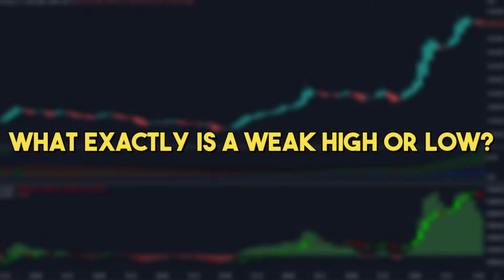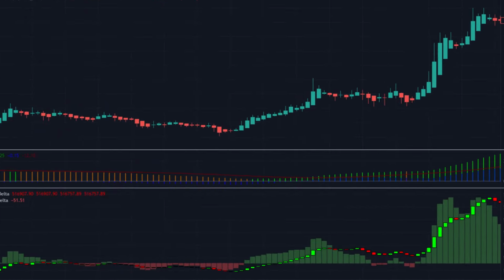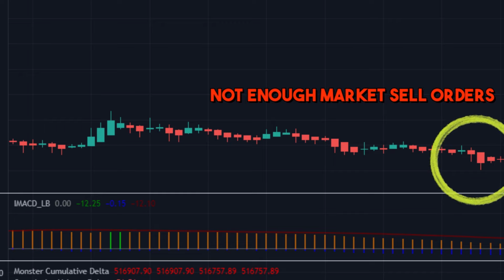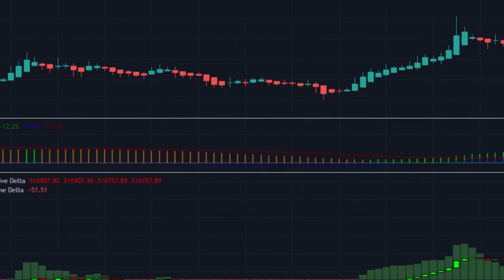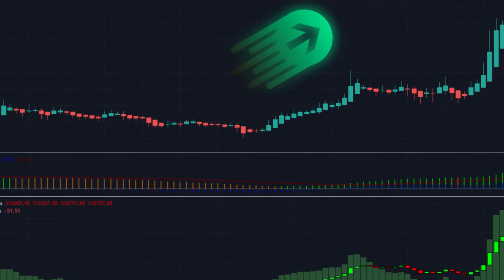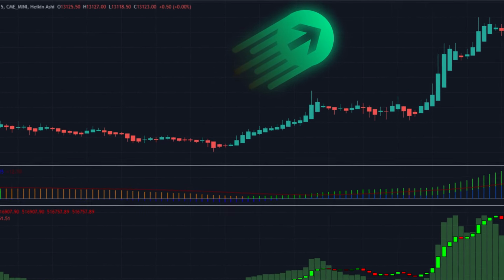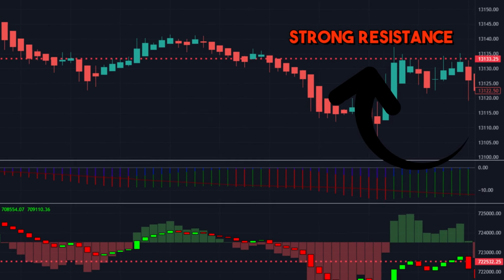But what exactly does a weak high or low signify? In this case, although the price has hit a new low, the cumulative delta fails to validate it, indicating that there were not enough market sell orders to sustain the move, or they may have spotted support on the depth of market at a lower level. As a result, the price reversed, and short positions were caught in a false breakout, forcing them to buy and become buyers themselves. It is crucial to focus on pivots or support and resistance levels.